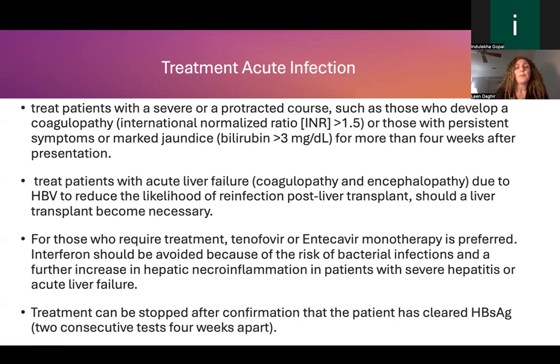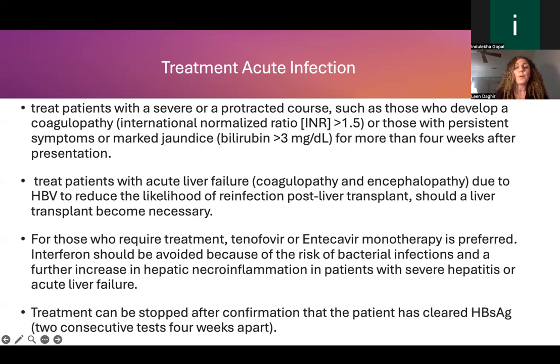So patients with a severe protracted course, such as those who develop a coagulopathy, international normalized ratio more than 1.5, or those with persistent symptoms or marked jaundice for more than 4 weeks after presentation should be treated. Also, patients with acute liver failure, coagulopathy, and encephalopathy due to hepatitis B infection should be treated to reduce the likelihood of reinfection post-liver transplant should a liver transplant become necessary. So a patient who might need a liver transplant should also be treated for hepatitis B.